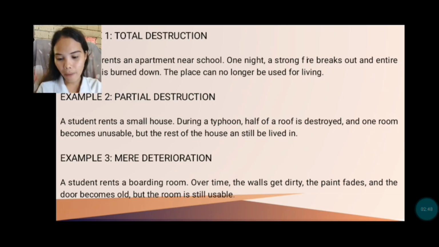So, the law applies only when there is a total or partial destruction, meaning the thing is completely or partly destroyed and cannot be used properly anymore. If the thing only becomes old or worn out but is still usable, it is only deterioration and the law does not apply.